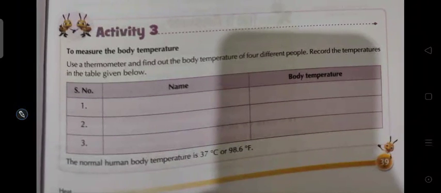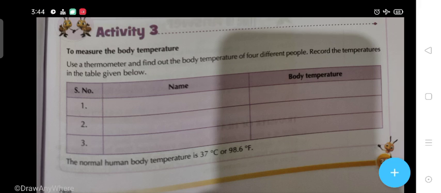Now here is an activity, student. To measure the body temperature, use a thermometer and find out the body temperature of four different people. Record the temperatures in the table given below. Students, this is the table. In that table you have to write the name of the persons, and you have to measure one by one the body temperature of that person.